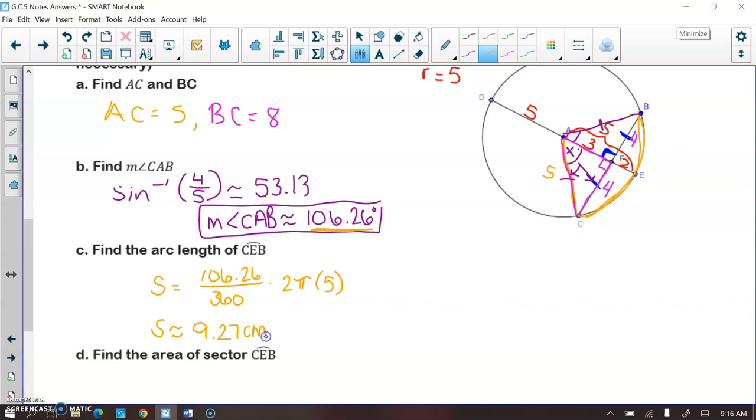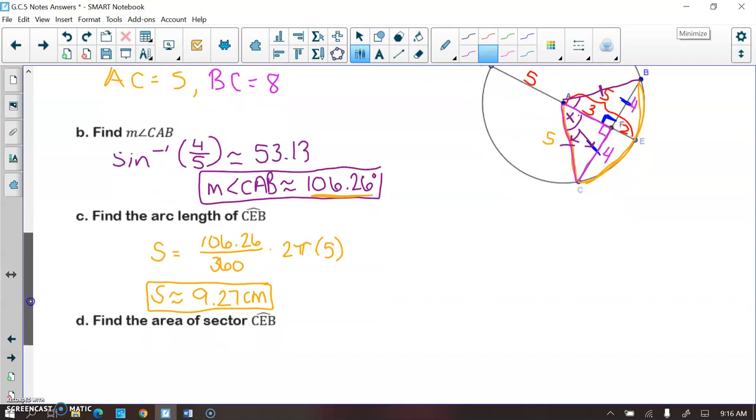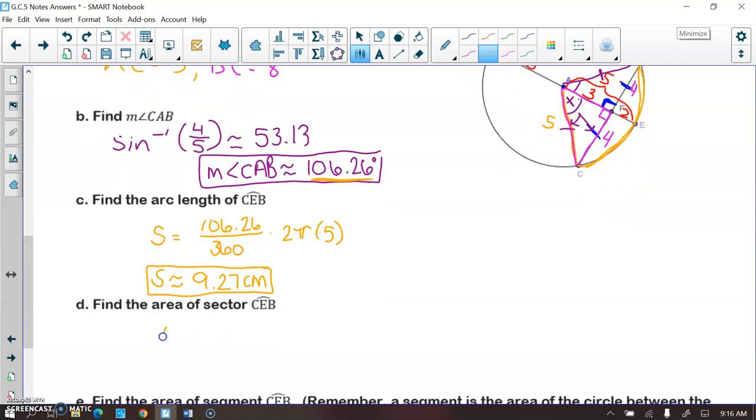centimeters as my arc length. Now they want the area of the sector for this. So what we're going to do is use this area of the sector formula in degrees. So that's 106.26 divided by 360 times pi r squared.